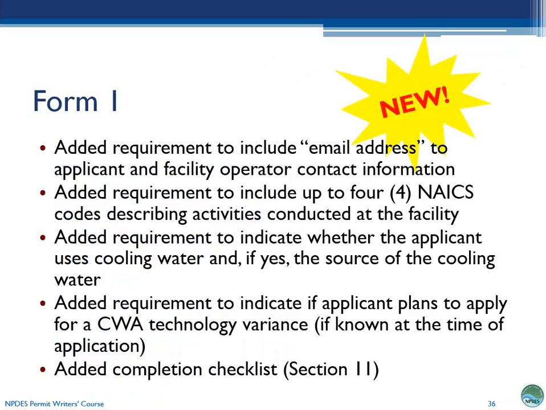The form also includes a requirement to indicate if the applicant plans to apply for a Clean Water Act technology variance, if known at the time of application. Note that applicants are not being asked to submit any other information at the time of the Form 1 submission. Applicants should contact the NPDES permitting authority to determine the specifics of what to provide and when. The ability to request a variance is not limited to the time of application, and an applicant may request a variance consistent with statutory and regulatory requirements.